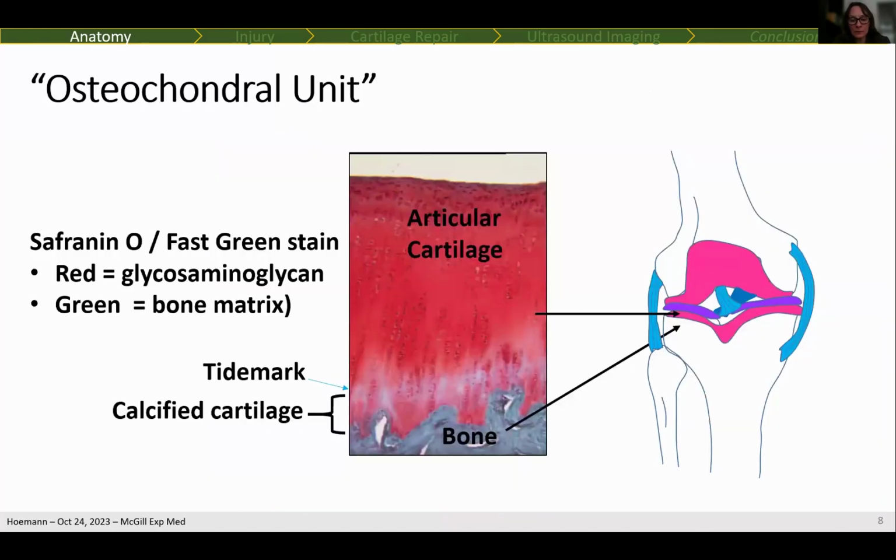So here's our osteochondral unit. This is the articular cartilage sitting on the calcified cartilage and the bone.